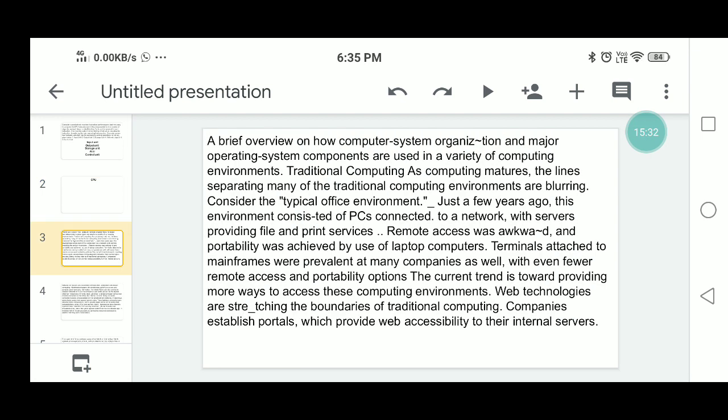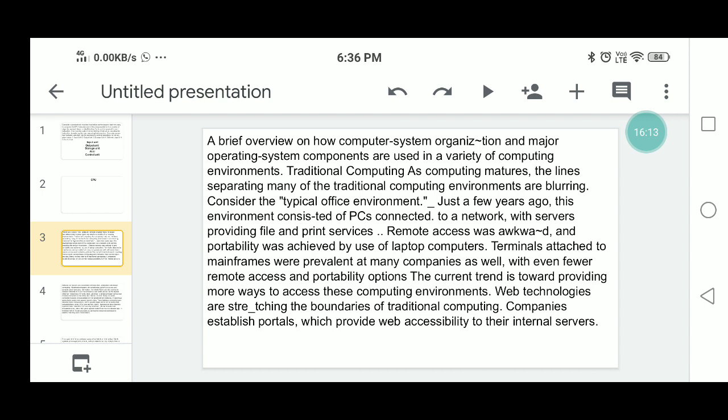From the past few years, the traditional computing environment has changed. This is because of major improvements in computing environments. Consider the typical environment a few years ago: it consisted of PCs connected to a network, with servers providing file and print services. Then computer technologies increased WAN bandwidth, thin clients, wireless and cellular networking, firewalls and so on. So nowadays, there are rapid changes in this technology.